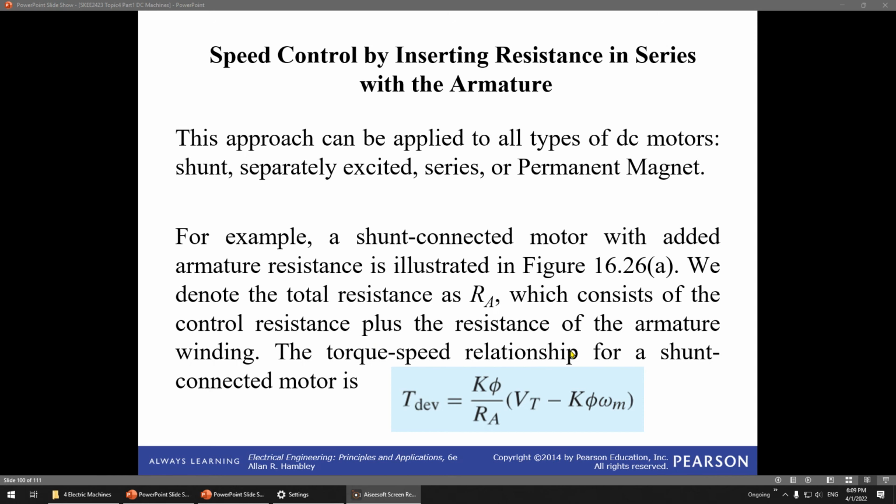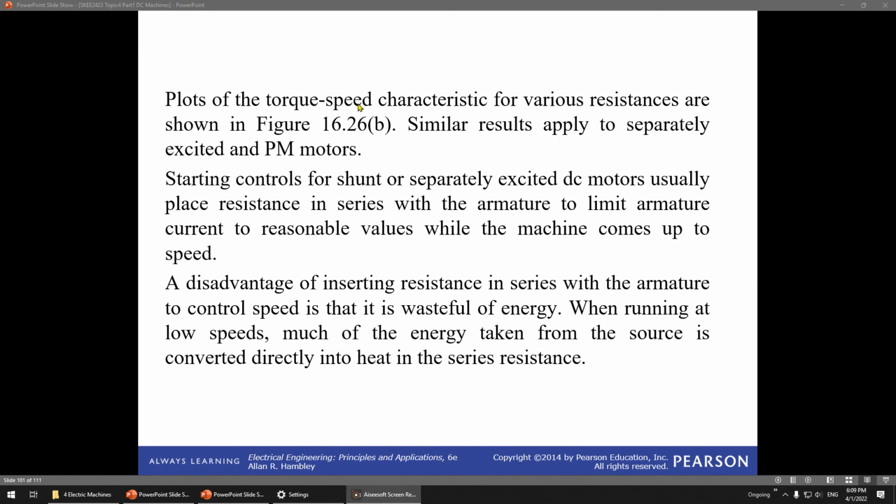Now you increase the resistance RA. Basically when you add additional resistance, your RA will increase. If you use the relationship, the equation here, you can get the relationship. So this is the shunt connected type. When you increase RA, you reduce the torque. So plot the torque speed characteristic for the various resistances as shown in figure 26.b. A similar result applies to the separately excited motor.